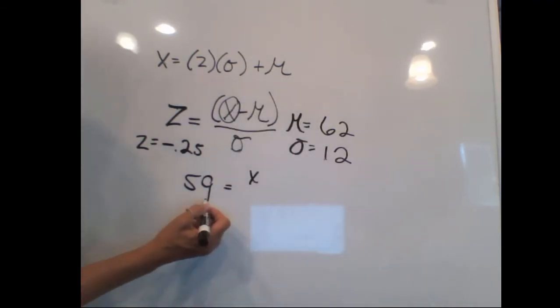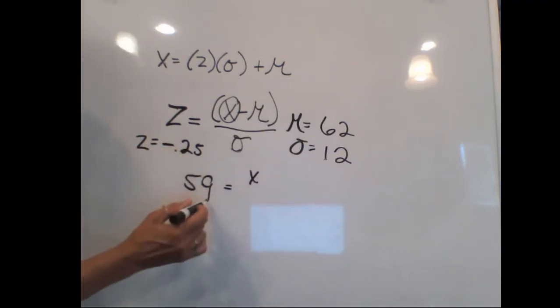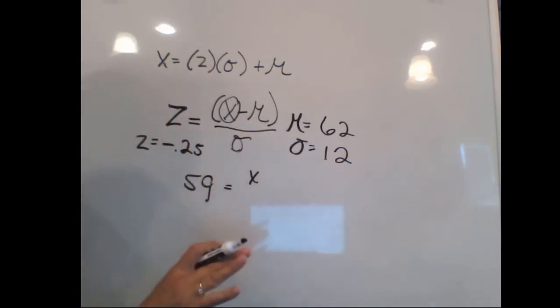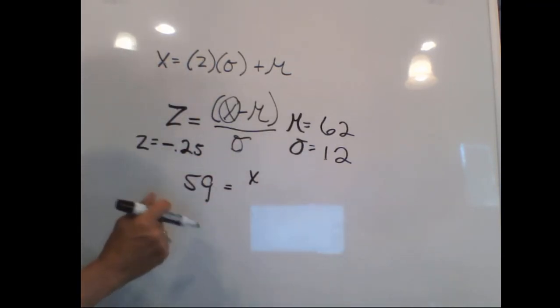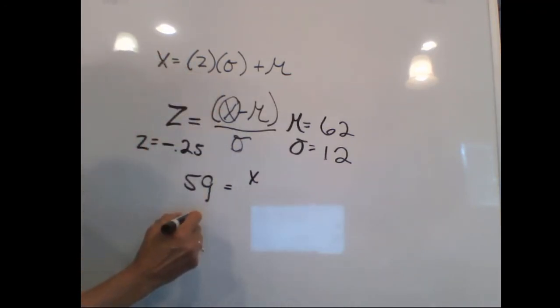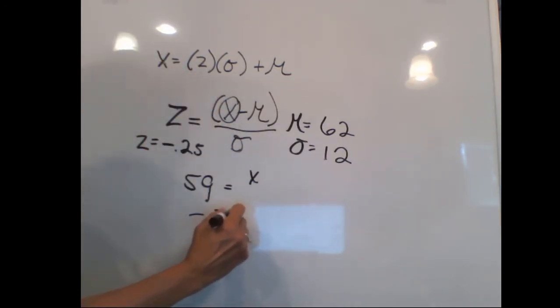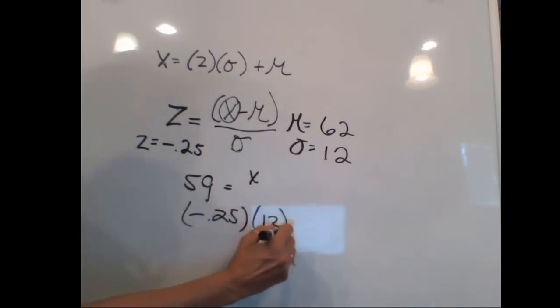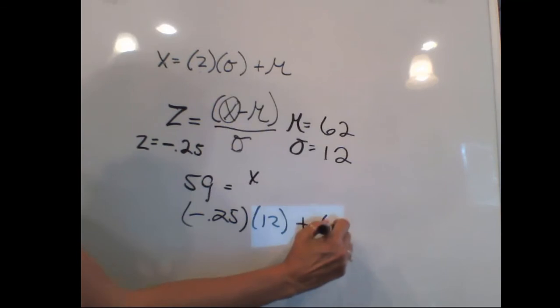So our z-score of negative 0.25 gives us a raw score of 59. So let's use this formula. You can tell me if you think it's easier. I do think it's easier. So here we go. I don't know the score, but I know the z is negative 0.25. I know the standard deviation is 12, and I know the mean is 62.